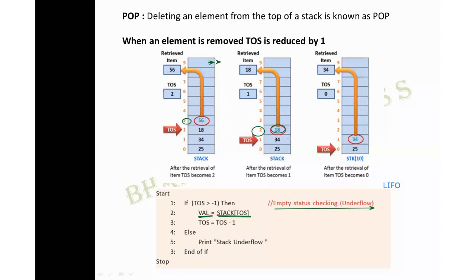And then once again, you are reducing it. So where does your stack pointer come? It will come over here. Okay. And then once again, what will happen? It will take out the value from here. 34 will be taken out. Okay.